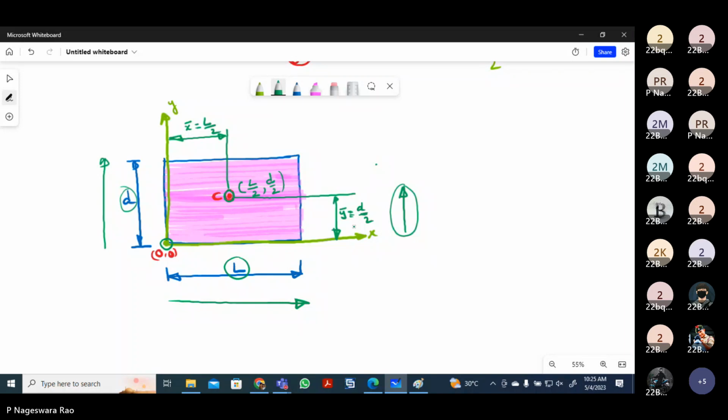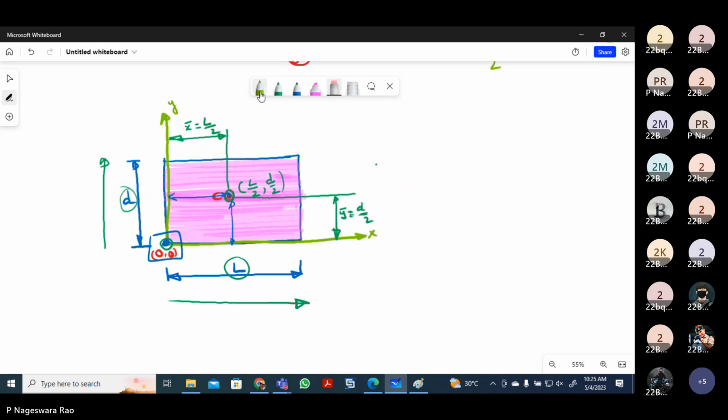So always we have to measure the distances like this with respect to this origin. Now in this case, you remember that this is the origin. From this point, this centroid lies at an x distance of L by 2, and at a y distance of D by 2. The standard formula we have to remember. Now see how this formula can change when we are facing problems.